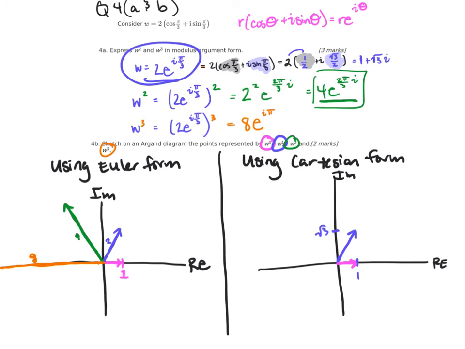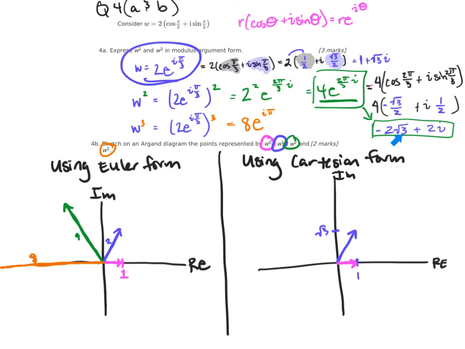In the same way, if you convert 4 e to the 2 pi over 3 i, it's going to end up being negative 2 plus 2 root 3 i. So over here we'd go to negative 2 and about 3.5 up, about here, and then you would get this vector, and hey, check it out, it's starting to look a lot like this picture. And then of course the last one is just going to be, because the angle is pi, you just have negative 8, and so then you have a negative 8 here.